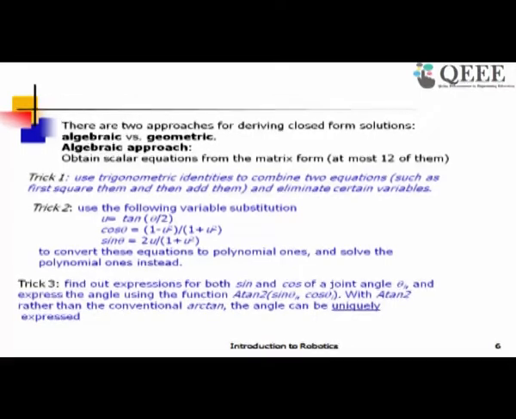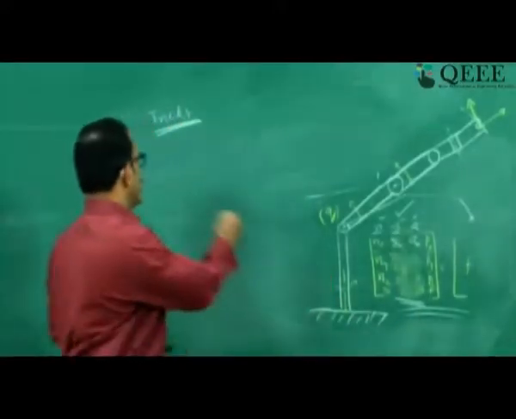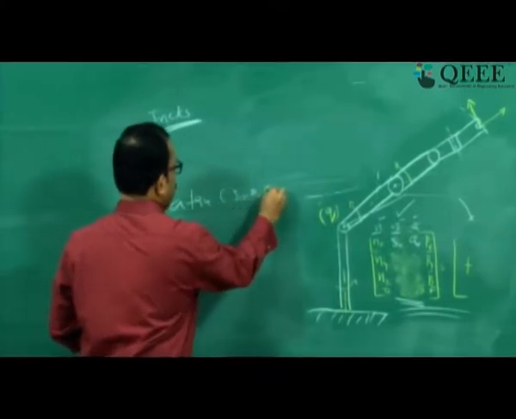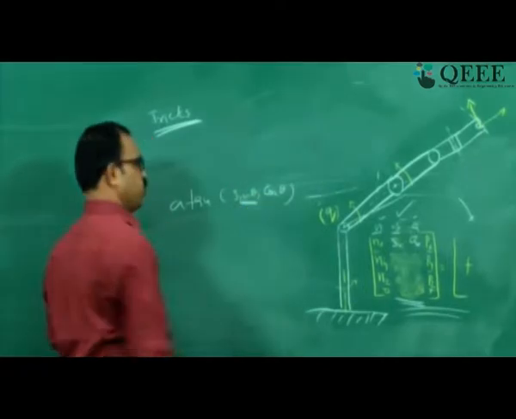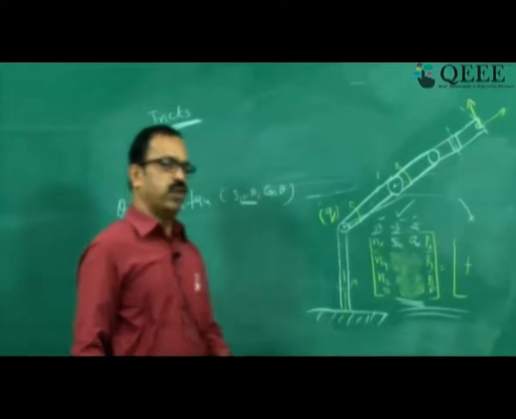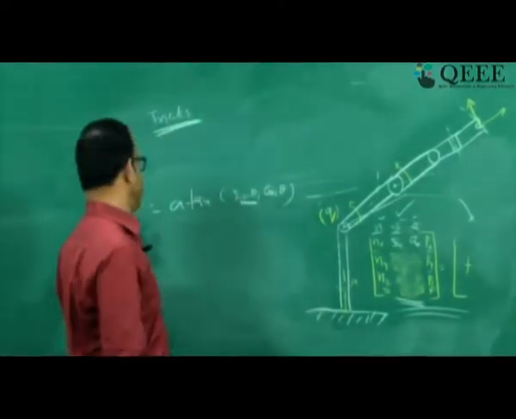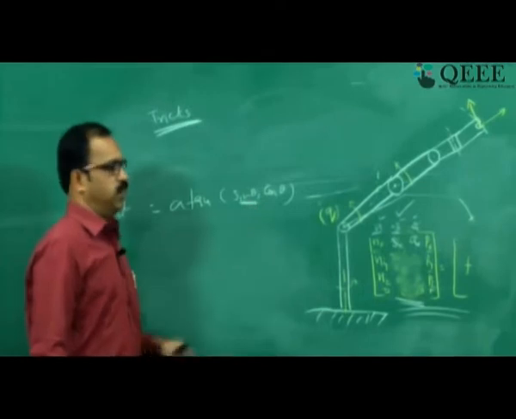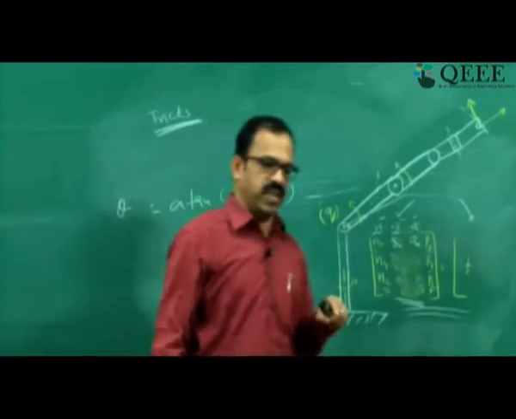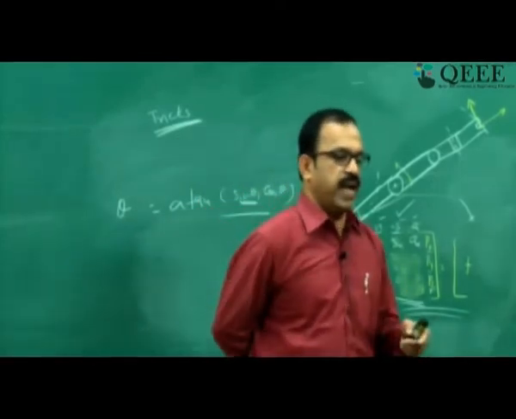The third one is to find expressions of both sine and cos of a joint angle and express the angle using the function atan2. Atan2 is a function of arctan. So basically arctan of sine theta over cos theta. So you find some expression for sine theta, some for cos theta, then theta will be atan2 of sine theta, cos theta. We don't directly take the sine inverse to get the theta, and there are some reasons, I will explain it later, but this is one way to get the joint angles. You express in terms of sine theta and cos theta and then use the atan2 function.